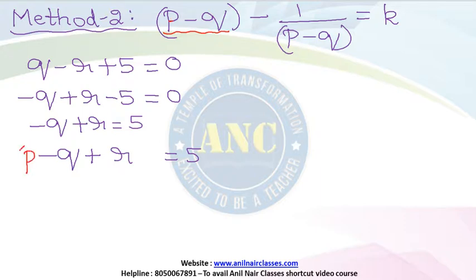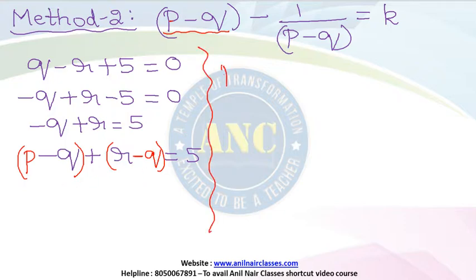If I add p on the left hand side, I should also subtract p on the left hand side. Then only the equation will be balanced. If I add p on the left hand side, I should subtract p on the left hand side. That means p minus q plus r minus q is equal to 5.